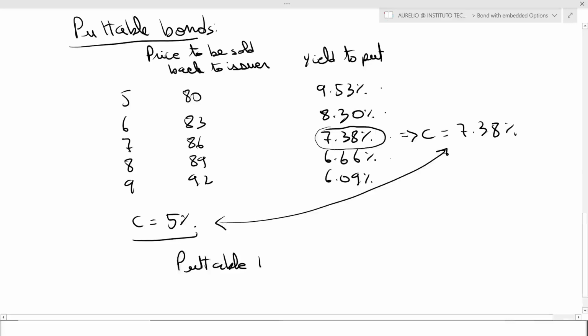The price of a puttable bond is equal to the plain vanilla bond price plus the value of a put option. You are the holder of a put option. Why? Because you can sell back the bond to the issuer given certain conditions.